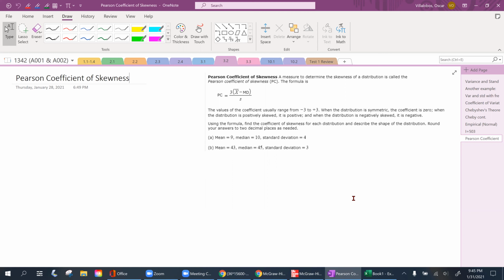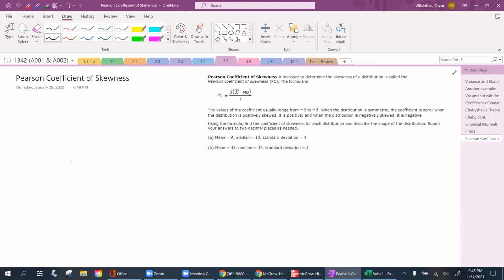If PC, Pearson's coefficient, is 0, it's symmetrical, right? If the value that you get is positive, it's positively skewed. And as you probably thought already, if it's negative, it's negatively skewed, right? And then one of these problems is pretty much a plug and chug, right?